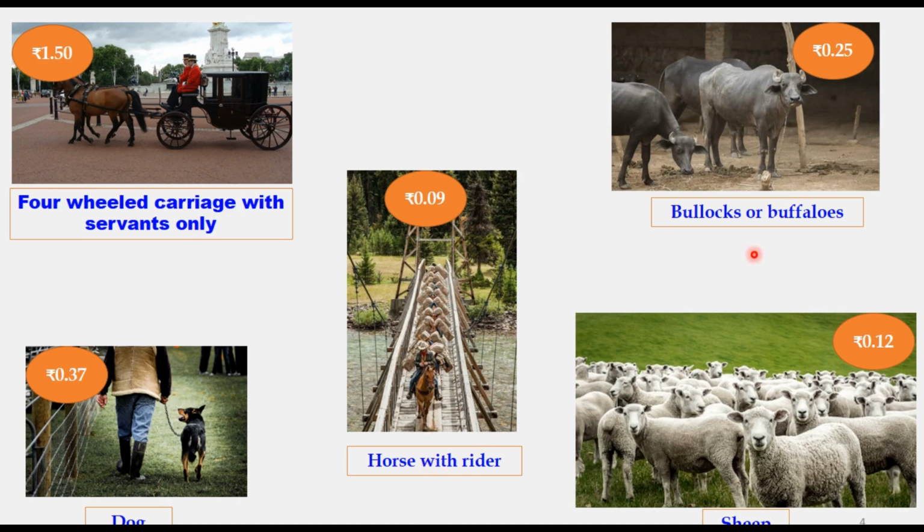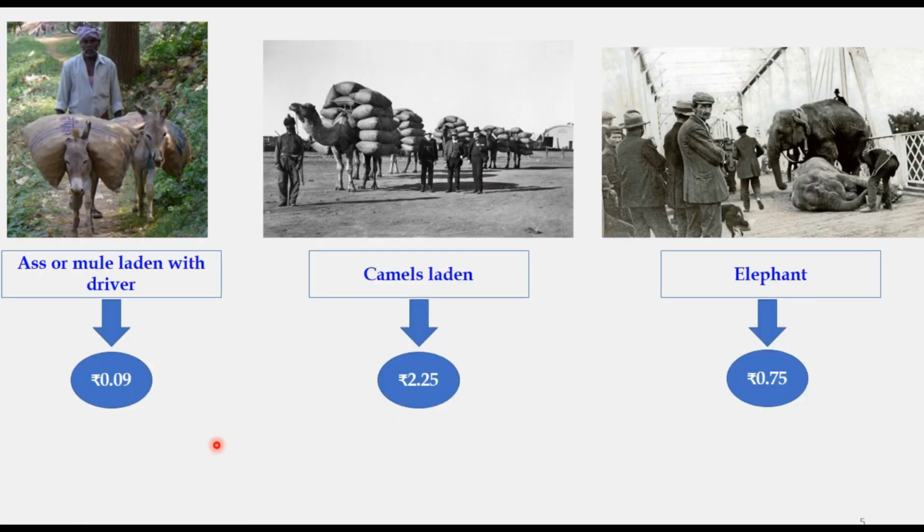Even animals were charged when they crossed the bridge. Bullocks, buffaloes, sheep, and dogs were all charged. The maximum charge probably was for an elephant, which was 75 paisa. Camels with a load of sacks on their back were charged 2 rupees 25 paisa, and similarly mules laden with driver were charged 9 paisa.